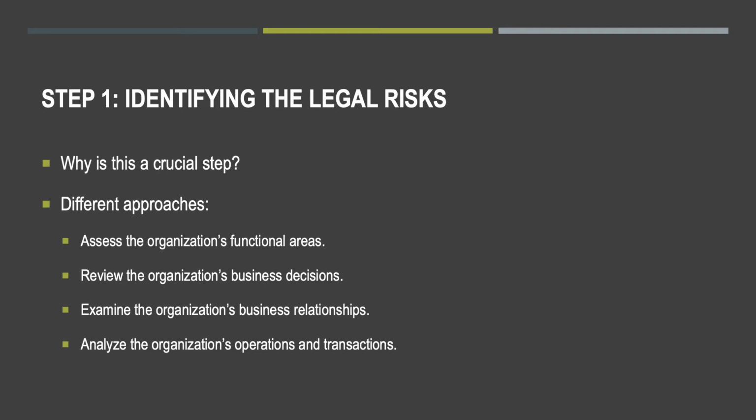The third way is we could look at business relationships. So if an organization has maybe 5 or 6 major customers or major business relationships, we could identify the legal risks by studying each one of those business relationships separately. And then finally, we could identify the legal risk by analyzing the organization's operations and transactions.